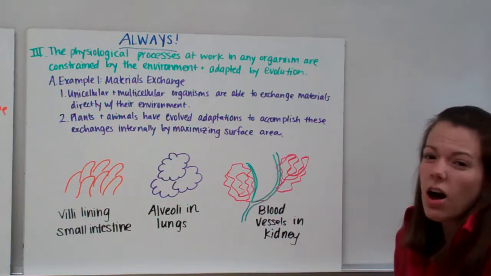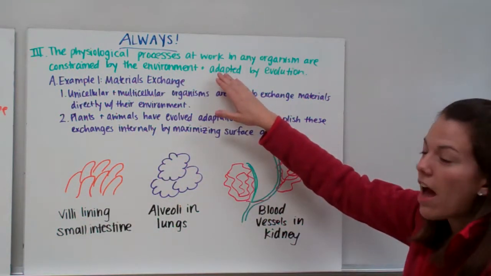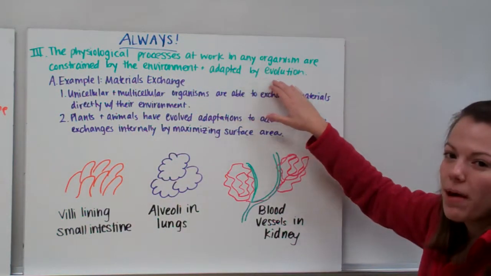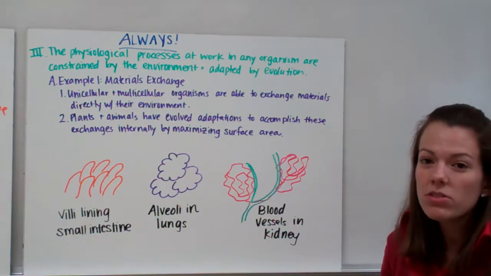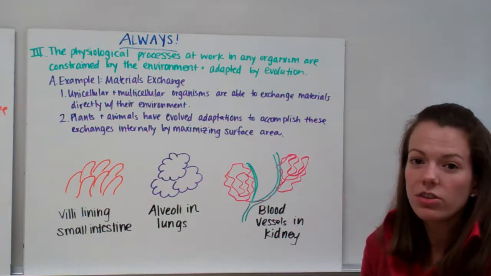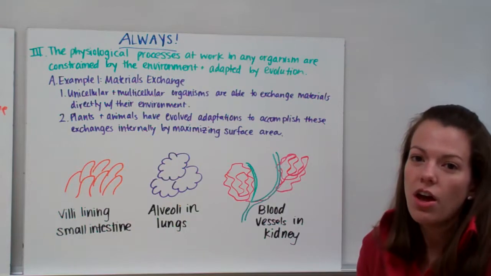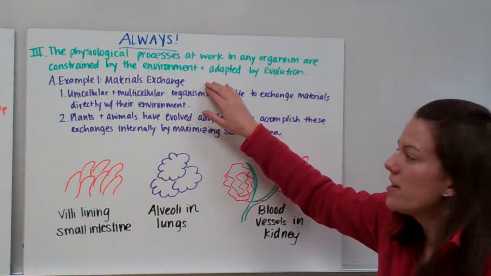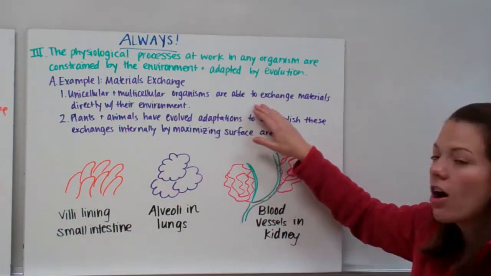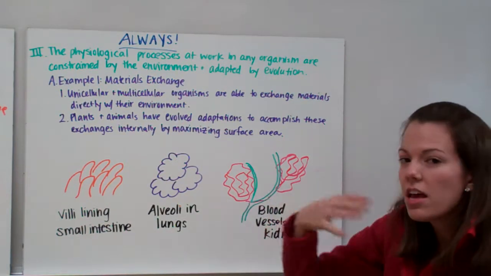And here's something that it's always important to remember that all living things do. The physiological processes that are at work in any organism are always constrained by the environment and adapted by evolution. So what an organism is doing is always a response to its environment and its physiological conditions. So what body parts it has are a result of evolution over time. Our first example of this is material exchange with the environment. Unicellular and multicellular organisms are able to exchange materials directly with their environment. They move things into their cells and out of their cells.